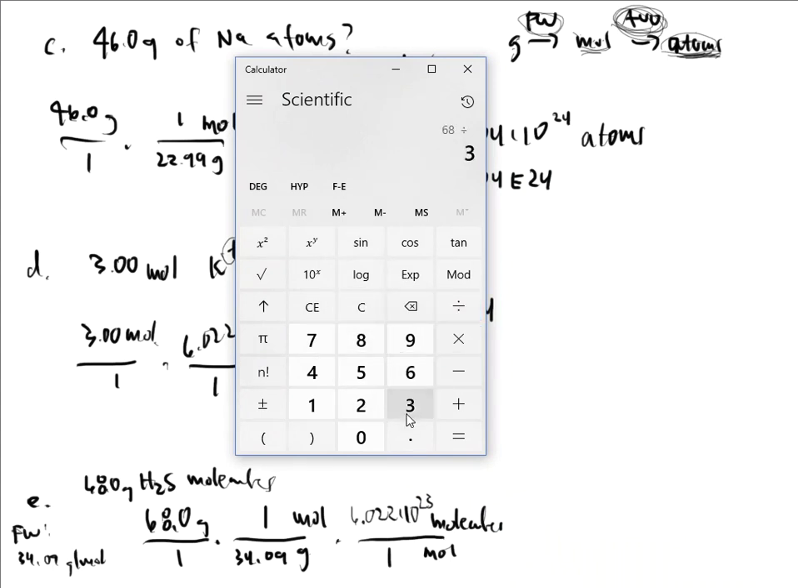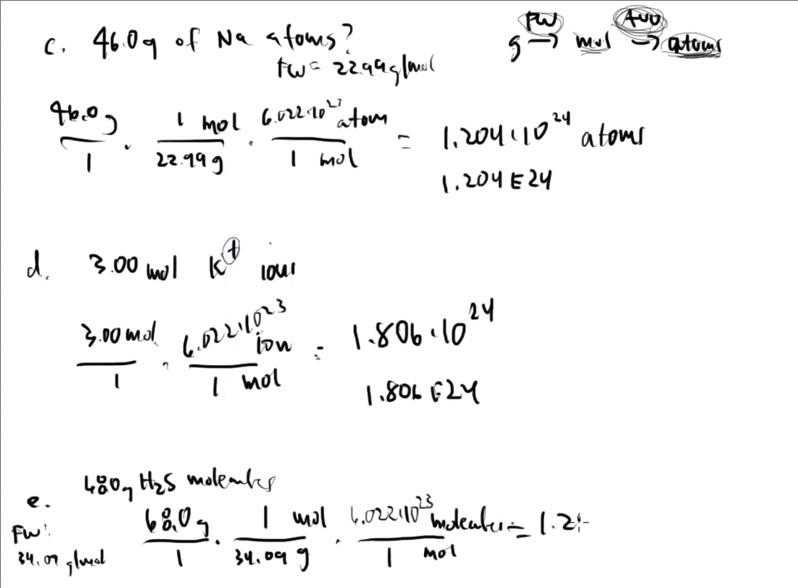68 divided by 34.09. And then I'm going to multiply by parentheses 6.022 times 10 to the 23rd. Close those parentheses up and hit equal, and I get 1.201 times 10 to the 3, 6, 9, 12, 15, 18, 21, 22, 23, and 24. 1.201 times 10 to the 24.